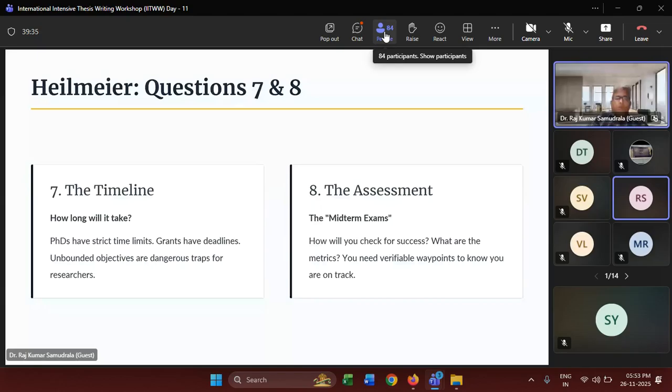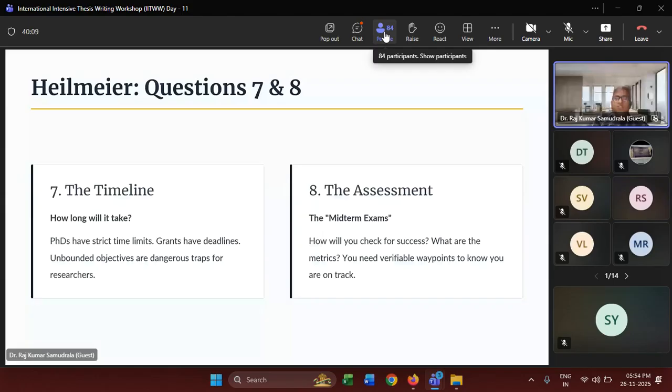And also the timeline. Timelines play a crucial role in any problem. How long will it take to complete? Especially PhDs have strict time limits. They have to complete their defined task within 3 years. And every grant must have some deadlines. Unbounded objectives are dangerous traps for researchers. That's why clear, precise objectives are necessary for executing good research.